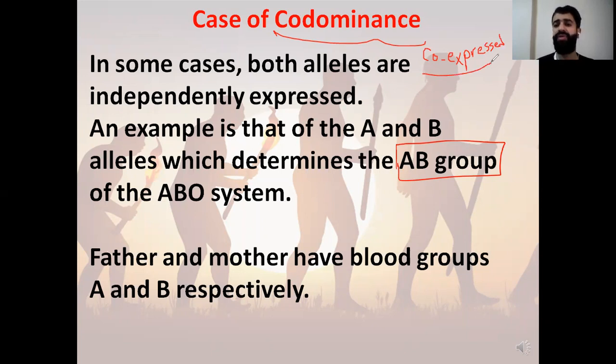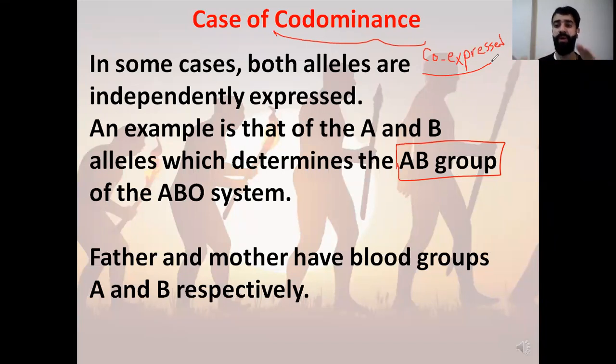So here, an example of this is the blood group. Blood group AB is the best and simplest example of codominance, the expression of two alleles together. We have three alleles, as you know: allele A, allele B, and allele O. A and B are dominant, while allele O is recessive. So pay attention here that alleles A and B are dominant, and both of them are usually symbolized by a capital letter.